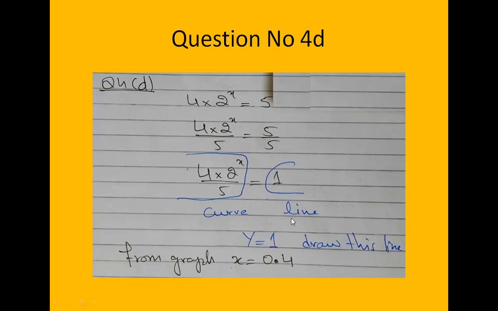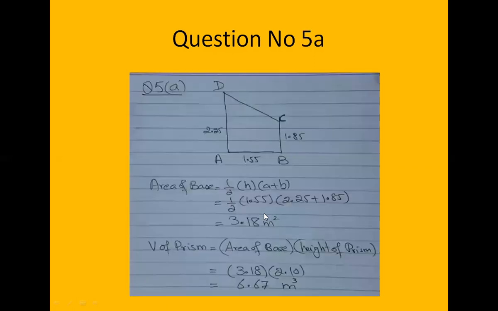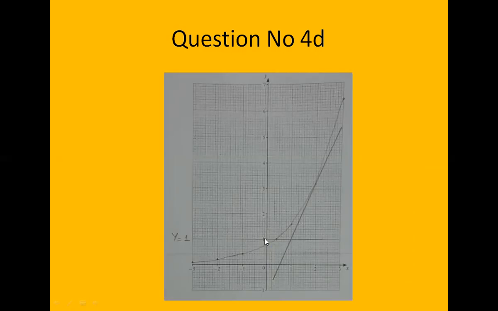It will be a horizontal straight line, and draw this line on your graph. And when this line cuts your graph, check what's the value of x there. So let me show you. Here you can see I have drawn this line y equals 1. When it cuts the graph, it's cutting the graph here. I will check what's the value of x, and that will be the solution. It is 0 point something. So let me show you. Okay, I have written this. It is 0.4. So we are done with question number 4.